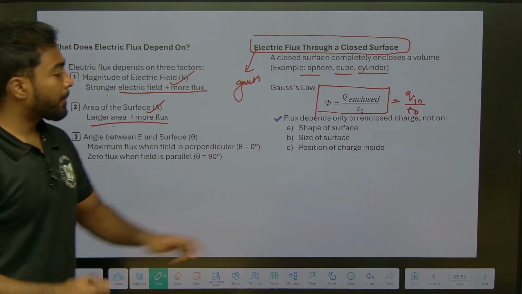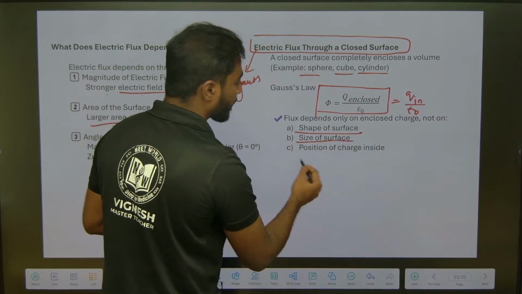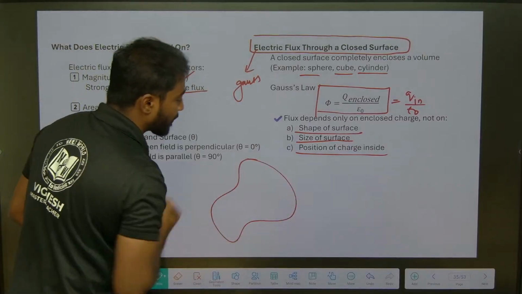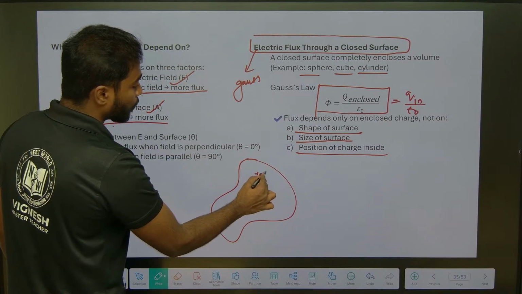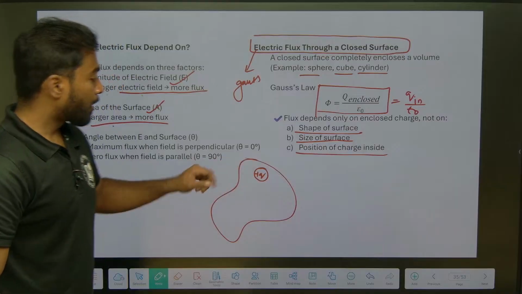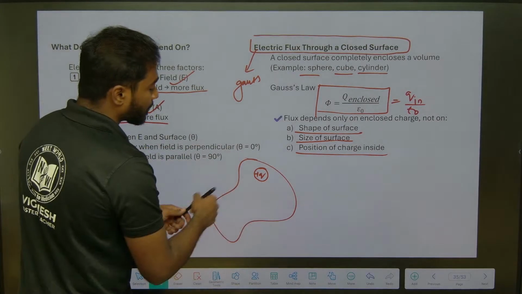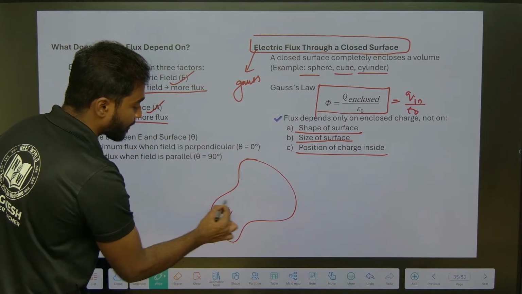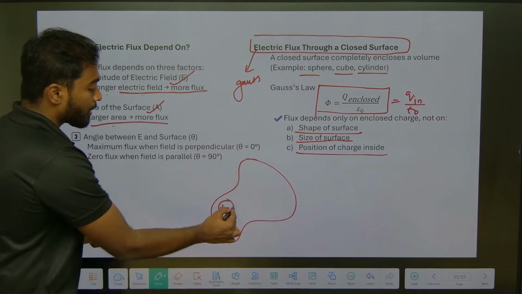Flux depends only on the enclosed charge, not on the shape of the surface, the size of the surface or the position of the charge inside. Suppose I take a surface here and consider a positive charge Q. Obviously this charge has electric field lines. Now I shake this surface and finally get this charge in this place. Will the electric flux change? No, it doesn't change.